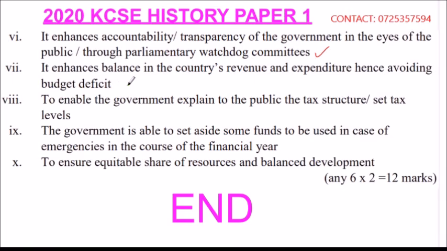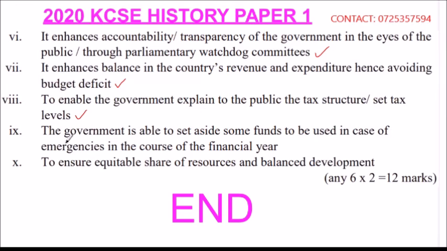Number 7, it enhances balance in the country's revenue and expenditure, hence avoiding budget deficit. So the budget helps to balance revenue and expenditure. Number 8, it enables the government to explain to the public the tax structure or set tax levels. It is the public that finances, or the KRA collects tax from the public. So the government must budget so that they are able to explain how they spend the tax.